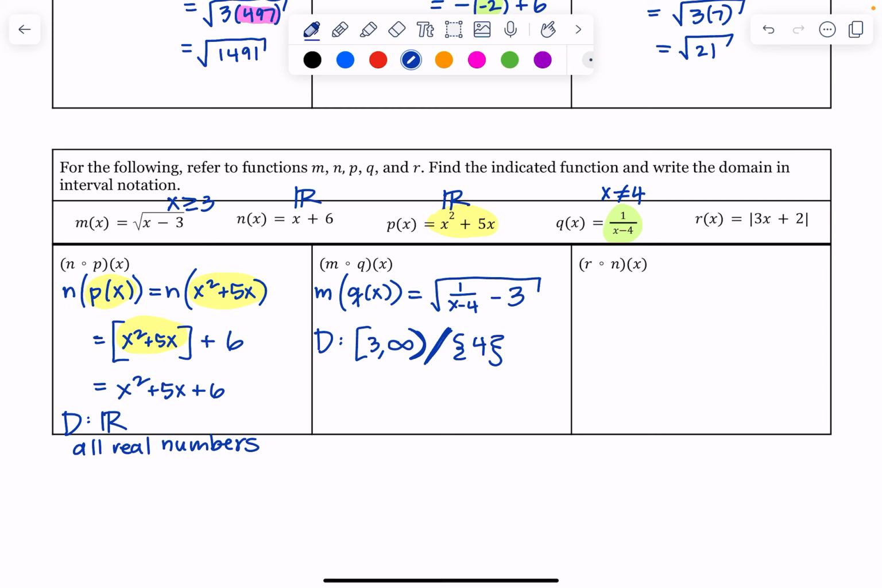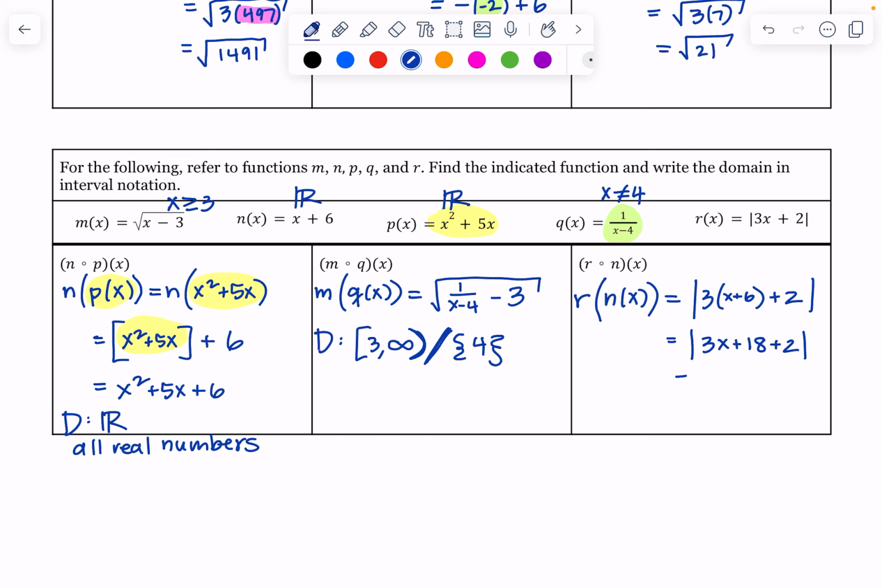All right, for the last one, r of n of x, so we're going to have r, and we're going to put n of x inside of it. Okay, r would be the absolute value of 3 times x plus 2, and instead of putting x, we're going to put in n of x, which is x plus 6. When I simplify that, that's going to be the absolute value of 3x plus 18 plus 2. And when I simplify that, that's going to be the absolute value of 3x plus 20.